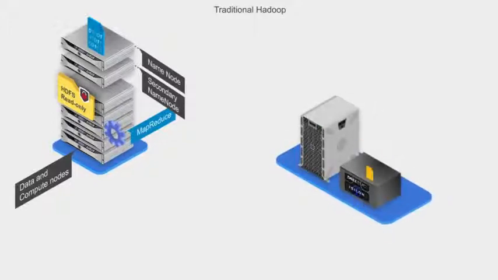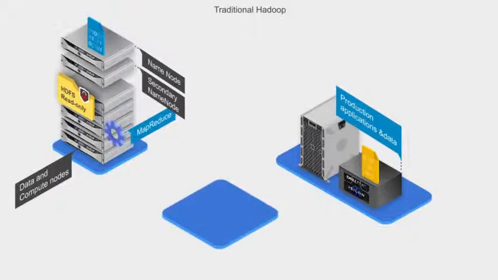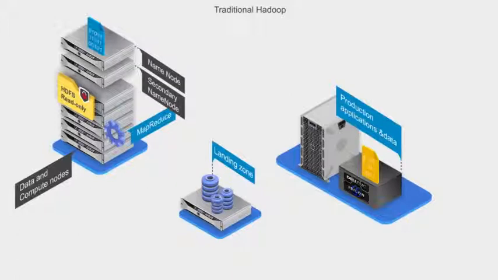Typically, Hadoop data exists in silos. Production data is maintained on production servers and then copied to a landing zone server, which then imports, or ingests, the data into HDFS. It is important to note that the data on HDFS is not production data. It is copied from another source.